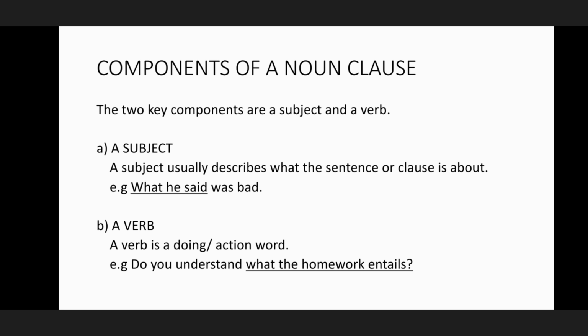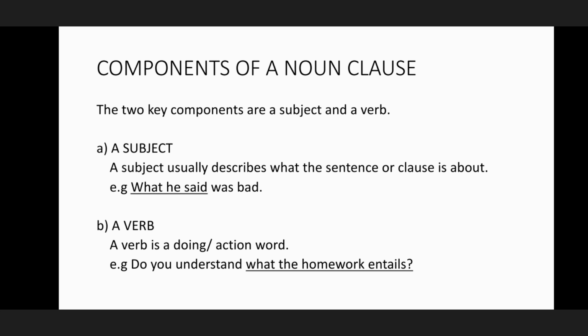Now, e.g., we have: what he said was bad. The group of words underlined is what? A noun clause. So, as what we are looking for are components, when you look at the group of words underlined, we have he, we have said. What we are looking for there as a component is what? A subject, which is what? The word he. The word he, that is the subject in the group of words. So that is one of the components of a noun clause.